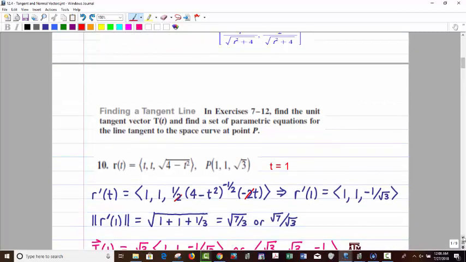Now we're going to find the unit tangent vector, and then we're going to find a set of parametric equations for the line tangent to the space curve at that P.